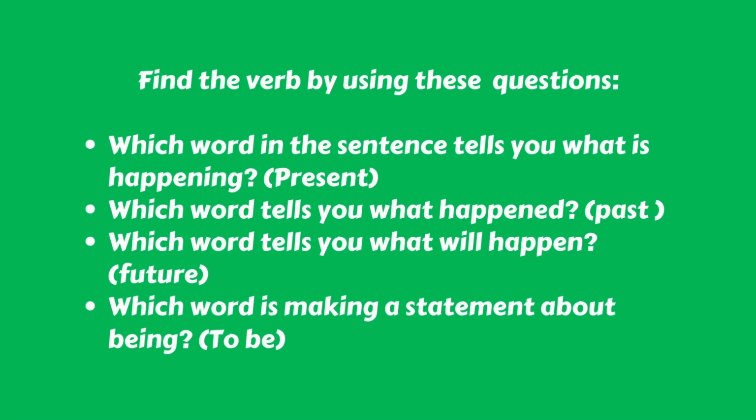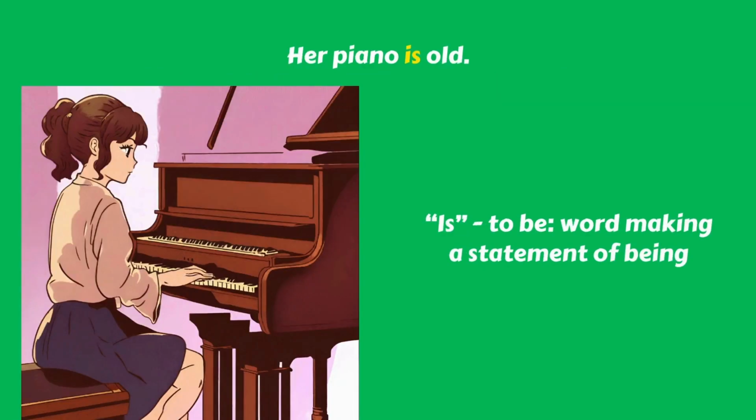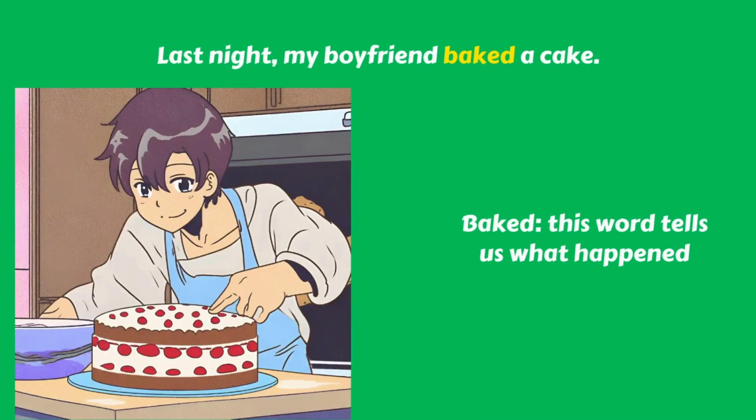All right. Cool. Let's continue. Her piano is old. Is here is the to be verb. It is the word making a statement of being. Last night, my boyfriend baked a cake. Baked is the action verb, the word that tells us what happened.